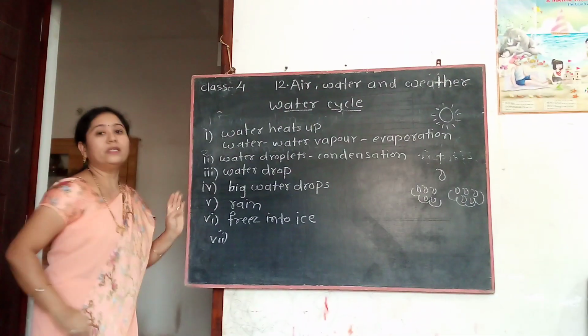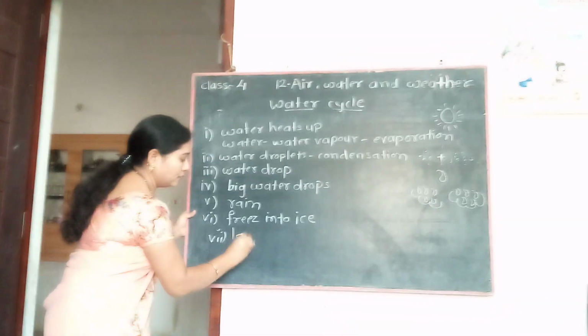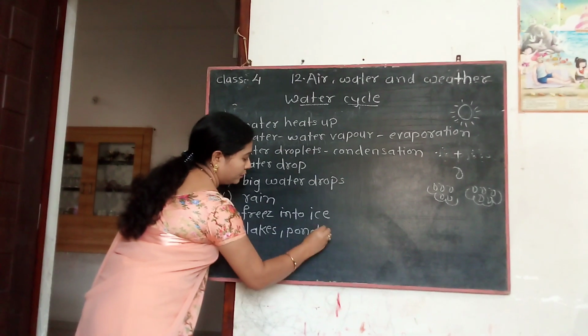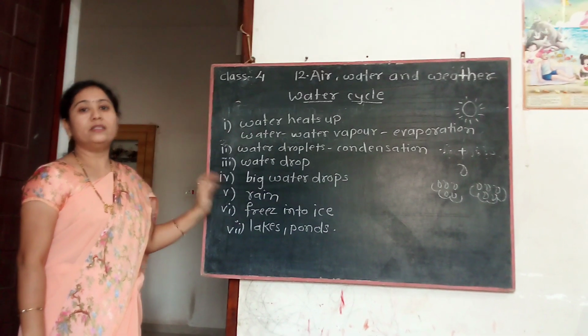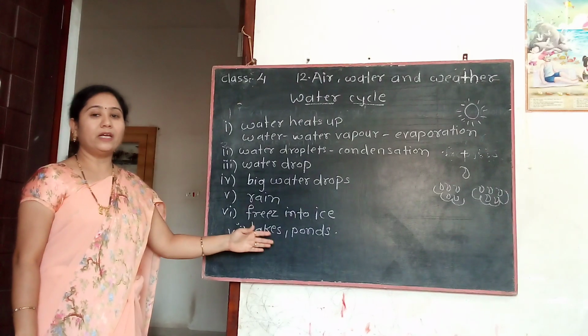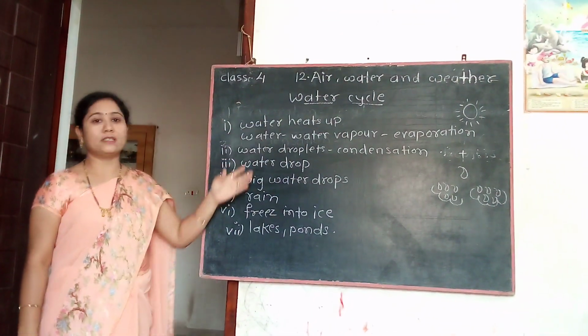Then this rain or snow fills lakes, ponds, rivers, seas, etc. And thus the cycle continues. Thus we get rain from the cloud. I again explain this water cycle.